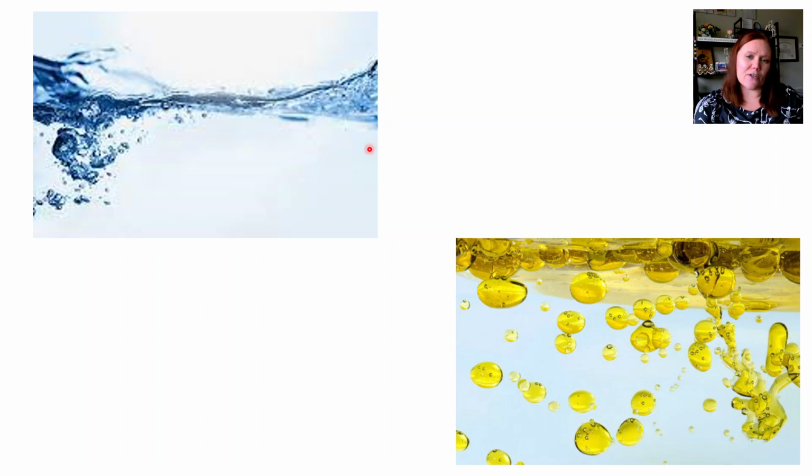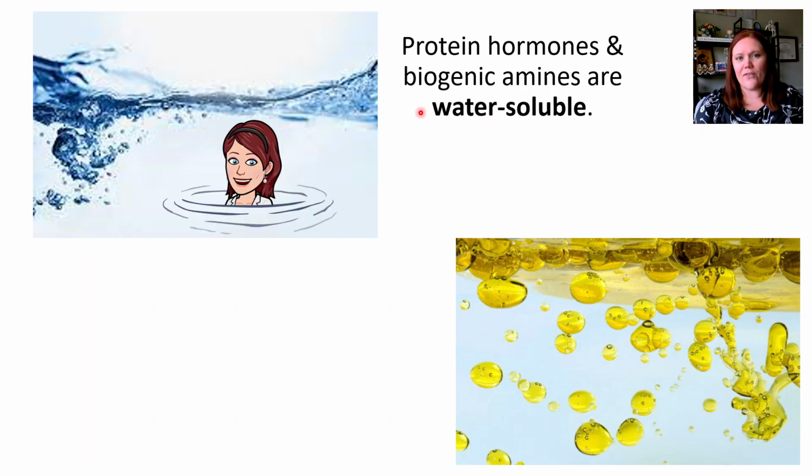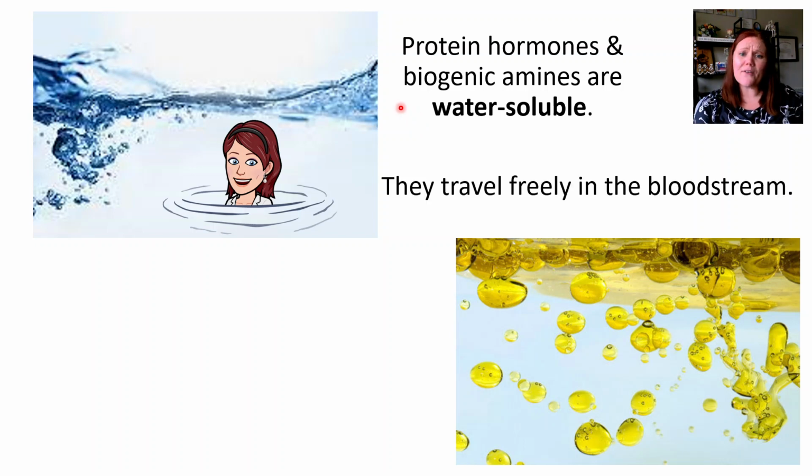Some of the messages that we're sending in your body, in particular types of hormones that we call proteins or a special kind of amino acid called a biogenic amine, are what we would call water-soluble. And when you're thinking about things that are water-soluble, think about you in a bathtub or you in a swimming pool. You can move around inside that water. When we're thinking about water-soluble hormones, they don't care that the body is made of so much water. They can float through the water in that bloodstream, no help required.